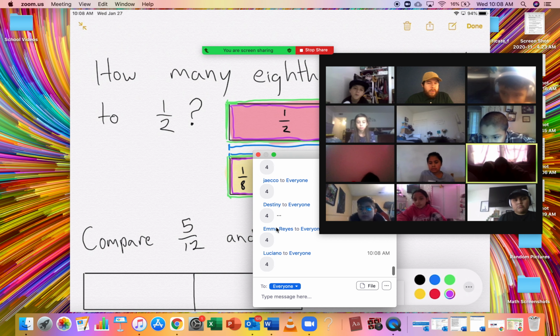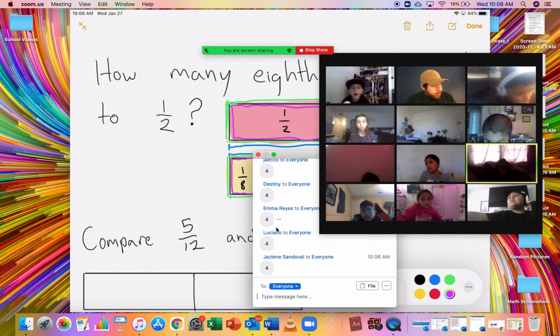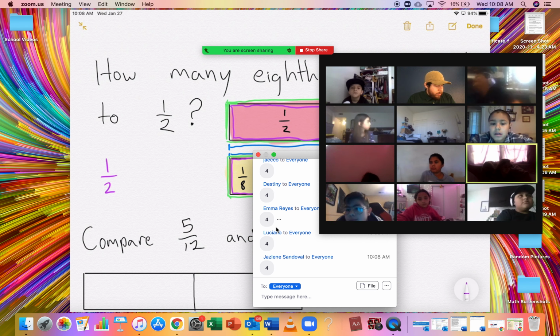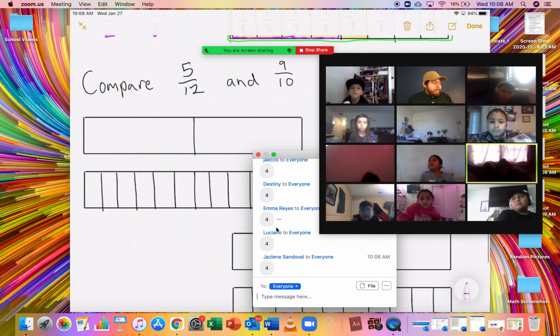4, exactly, 4. So 4 of these eighths are equivalent to 1/2. So when you're finding the equivalent fraction for those, you have 1/2 here. And 4/8 here. And those are equivalent. They're the same thing.